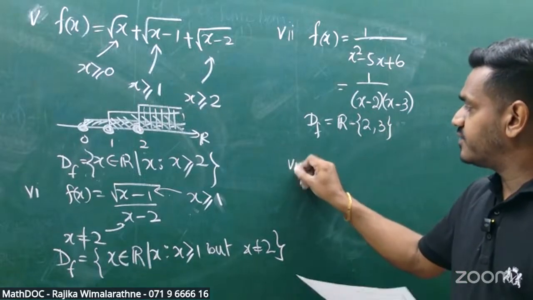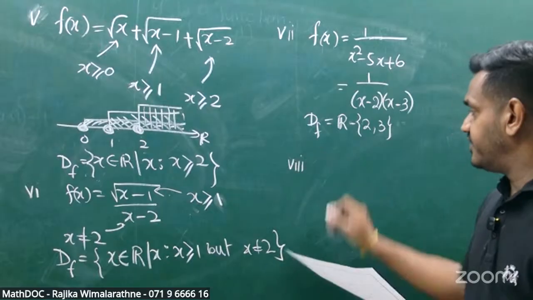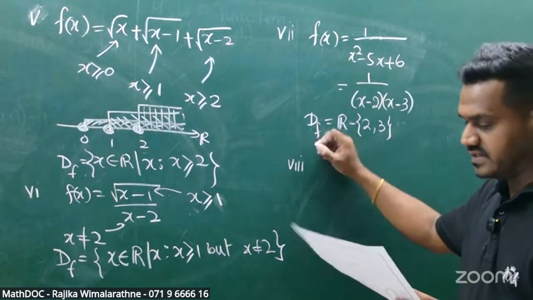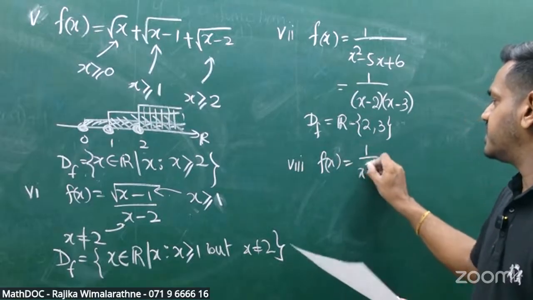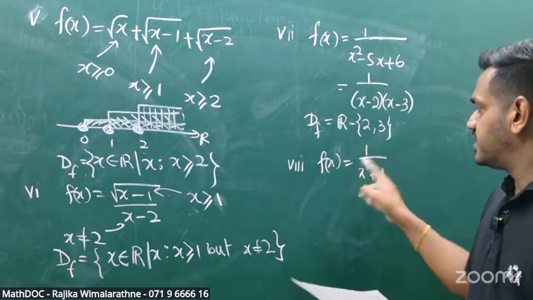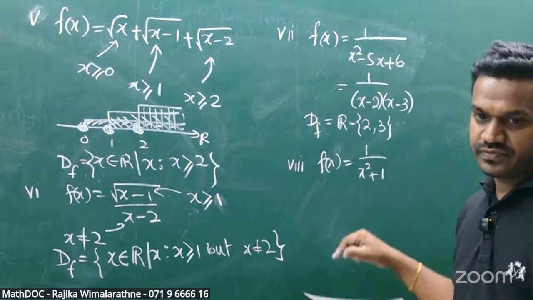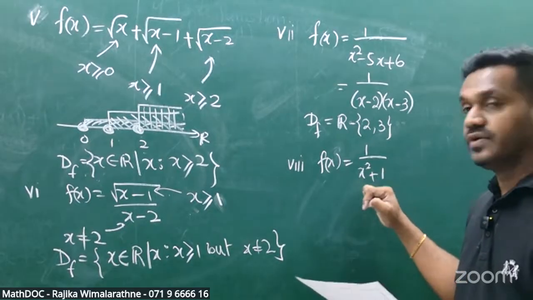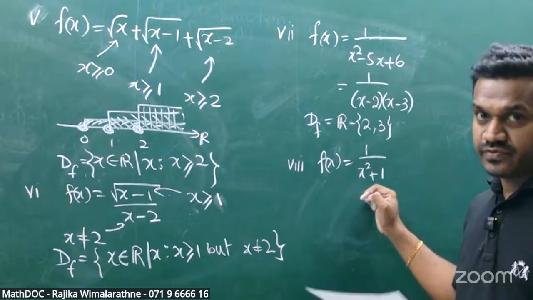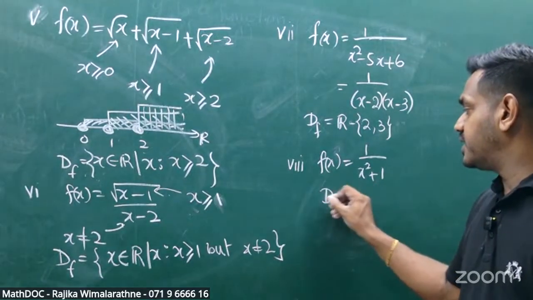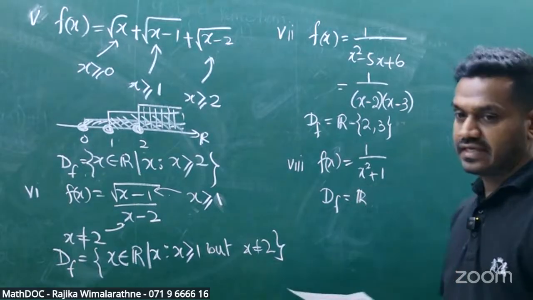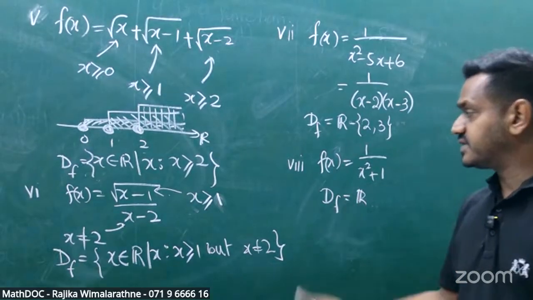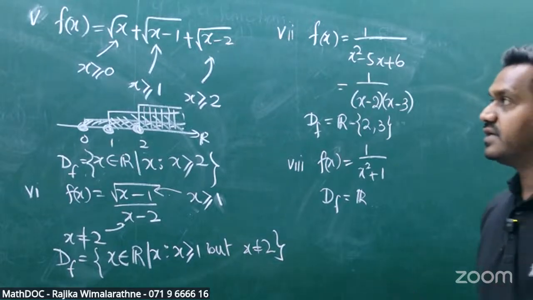Then the eighth one. Here we have f(x) equals 1 over x squared plus 1. Here this is rational, but x squared plus 1 is always positive. We can't get any zero value for this. Therefore, here the domain is the real set again. No? That is question number 8. Okay. Check your answers.